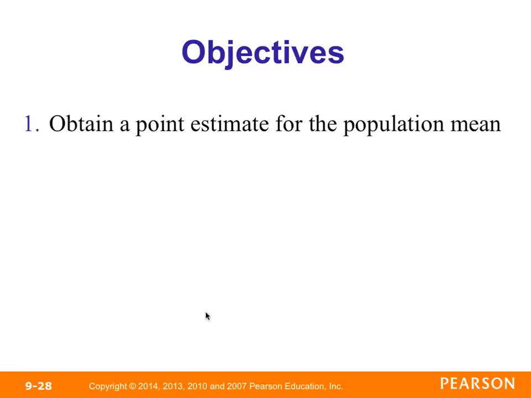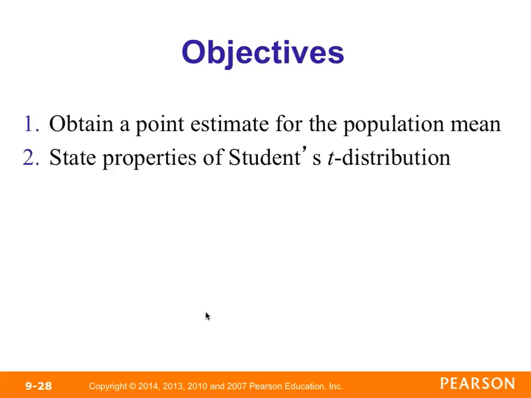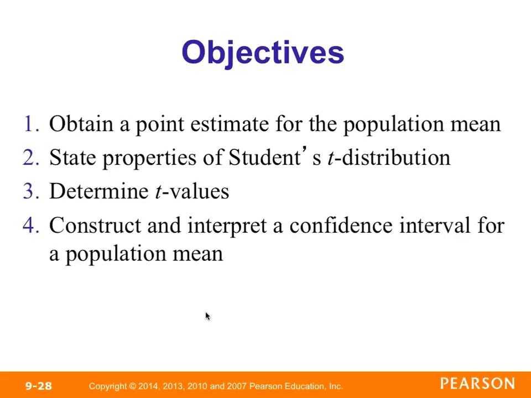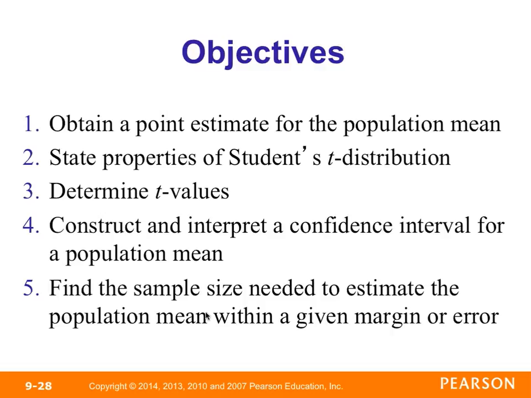Okay, so that was section 9.1. That was all about estimating a population proportion. Now we're going to get into estimating a population mean. This is pretty much the same idea, except instead of having a proportion, we have a mean. The objectives in this section are obtaining a point estimate, stating the properties of something called a student's t-distribution, which we'll talk about, then determining t-values and constructing confidence intervals, and lastly, finding sample sizes. So it's a lot of the same things, but we have this added level of learning about the t-distribution.